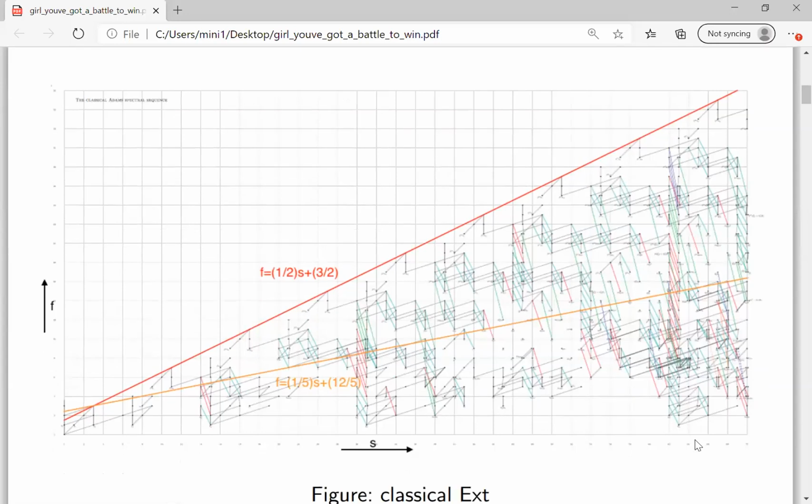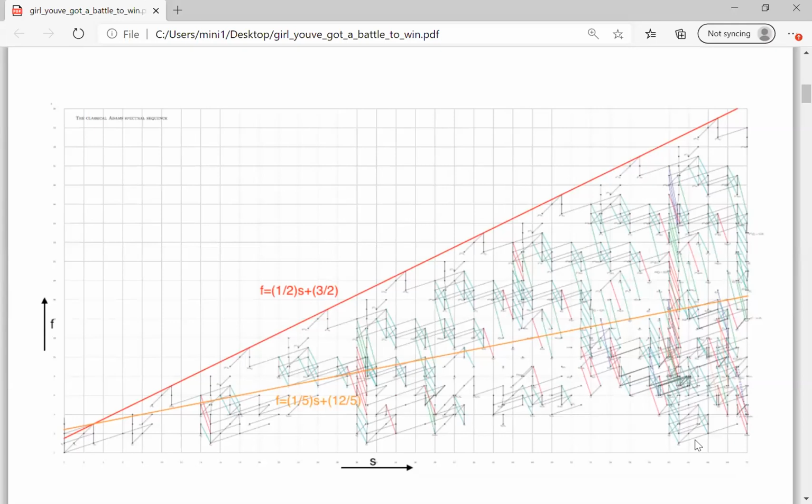Okay, so this is the classical Adams spectral sequence, and the x-axis is the stem, and the y-axis is the Adams filtration. And on the E2 page, we can see, well, here is a red line, and above that, there's nothing. So this red line is called the vanishing line.